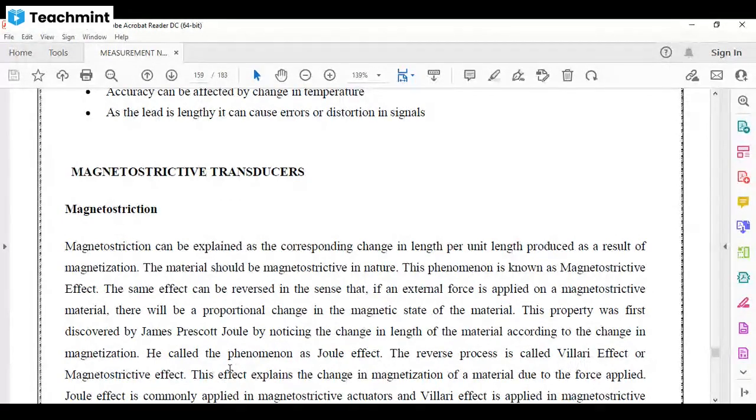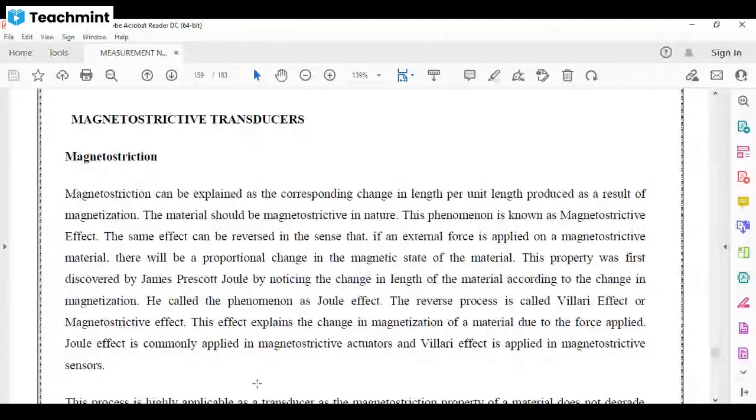The reverse process means that due to a change in magnetization the length of the material also changes. So the reverse process, where a change in the material's length changes the magnetization, is called the Villari effect or the magnetoelastic effect.